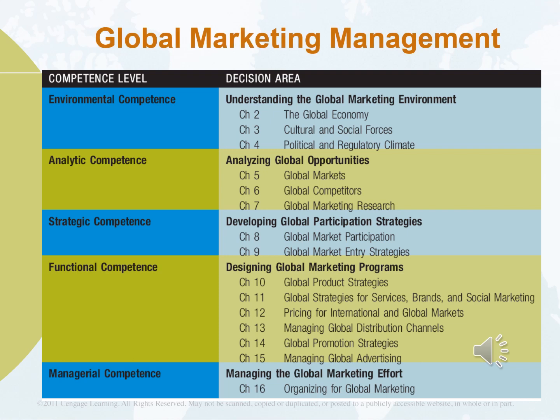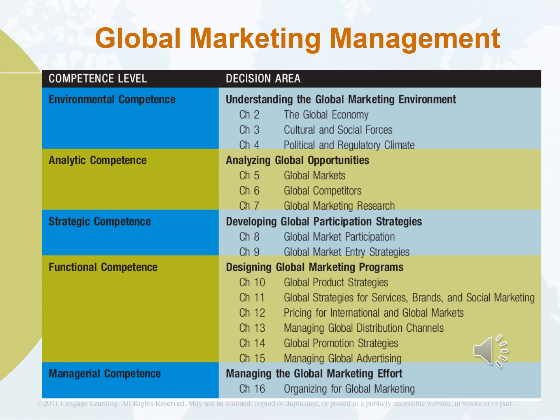Okay. In the rest of the semester, we're going to talk about, in chapters 2 to 3, the environmental competence, right, and understanding the global market environment. Okay. Then chapters 5 to 6, we're going to analyze global opportunities. That's called the analytic competence. Then chapters 8 and 9, we're going to develop global participating strategies.